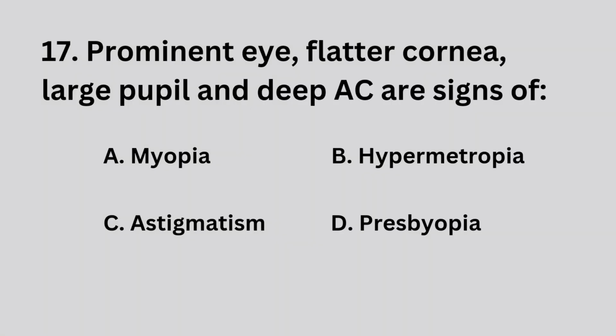17th question. Prominent eye, flatter cornea, large pupil and deep AC are signs of option A myopia, option B hypermetropia, option C astigmatism, and option D presbyopia. The correct answer is option A myopia.